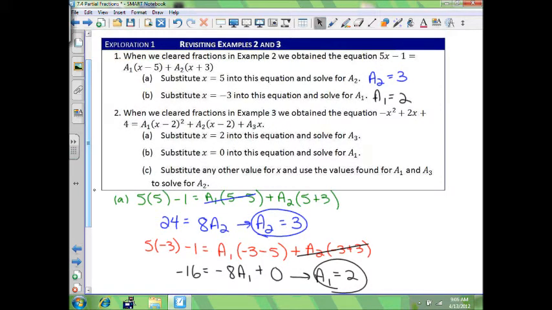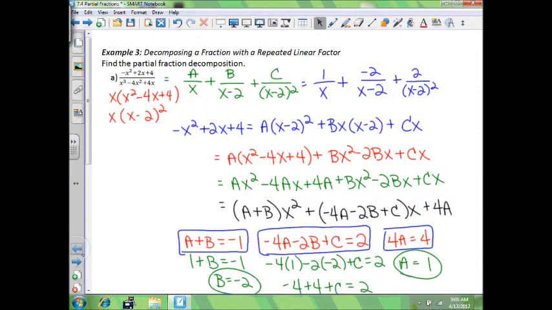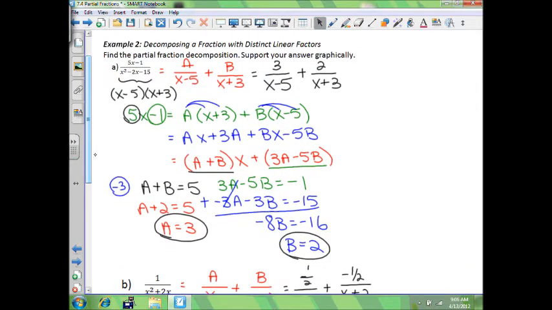Now, if you go back in your notes and look at example 2, we'll see that a sub 1 will equal 2, a sub 2 will equal 3. We did it a little bit differently there, but you get the same result. You get 2 and 3 in your answer.